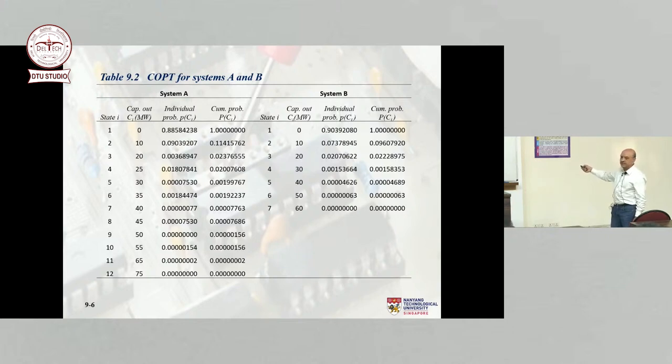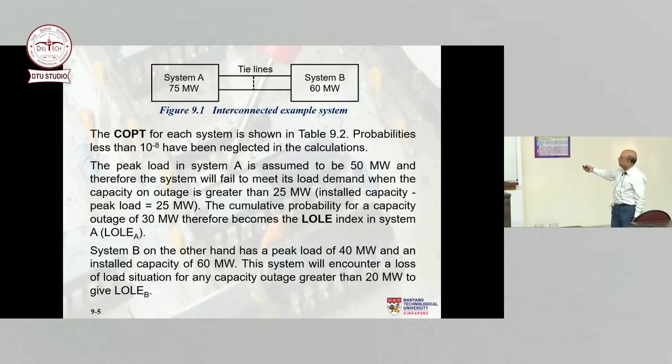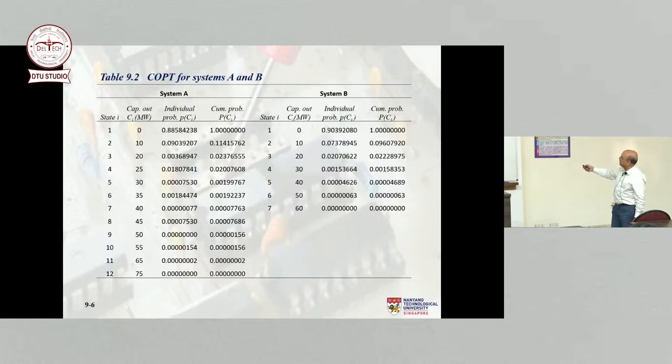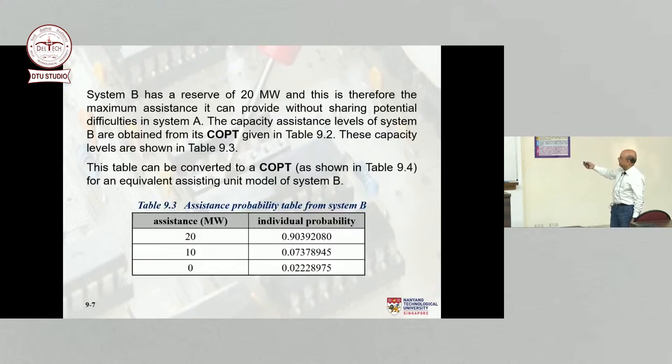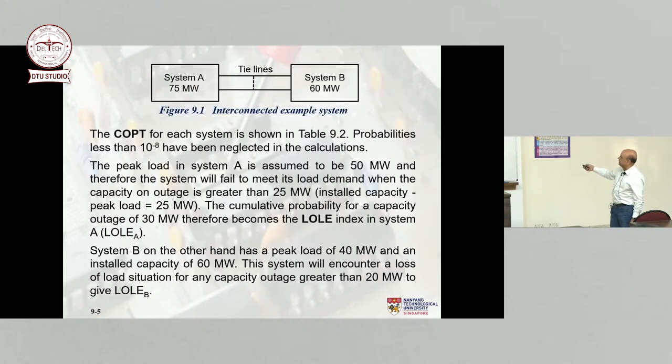The system B capacity is 60 megawatt, and the load in system B is 40. Yeah, peak load is 40. So any outage more than 20 megawatt is going to lead to loss of load in system B. So up to 20 is fine. This is the cumulative probability, 0.00158. So you see that the risk in the two systems is very different, right? So system B risk and system A risk.